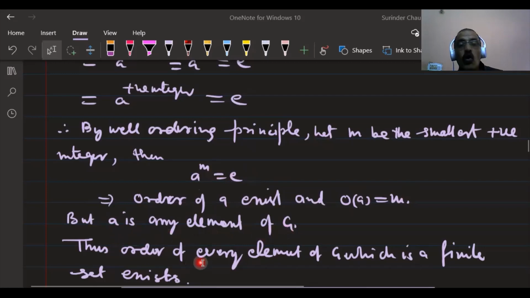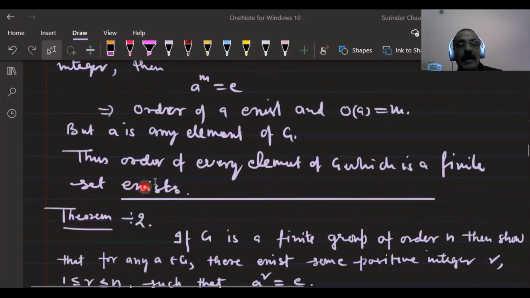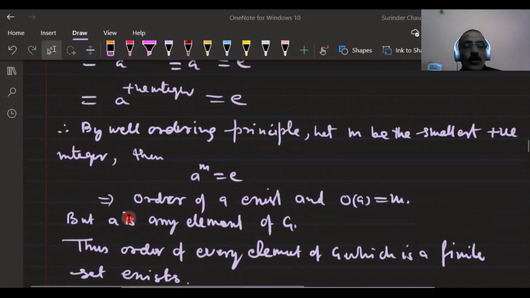Thus, the order of every element A is finite, but A is any element of G. So the order of every element of G, which is a finite set like this. Now we have taken A as an arbitrary element, so for each element A belonging to G we can do the same, one by one for all n elements. So we can find the order of each of them.